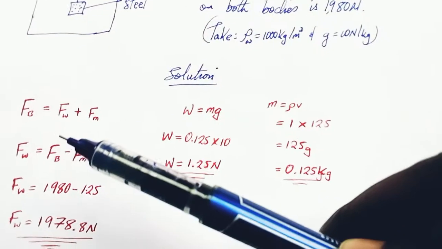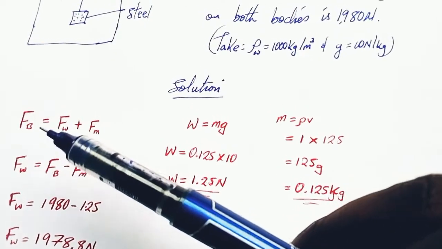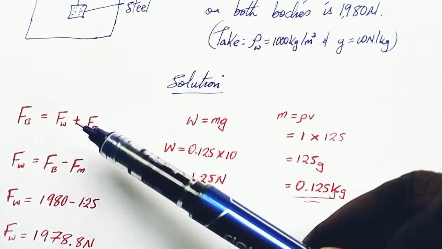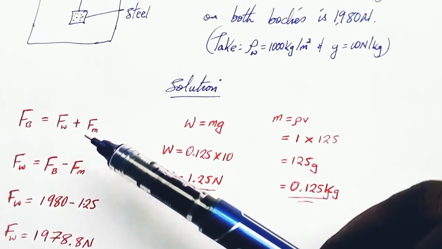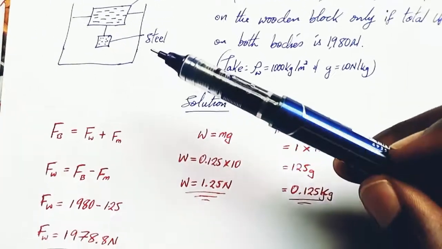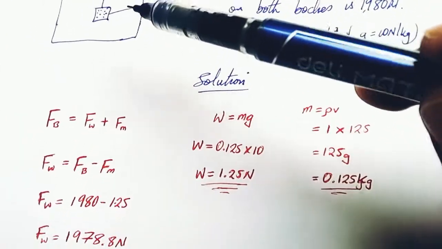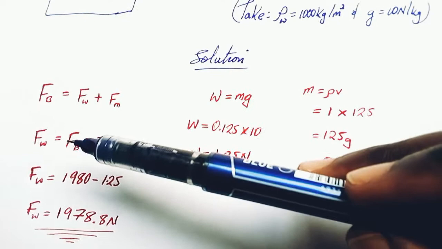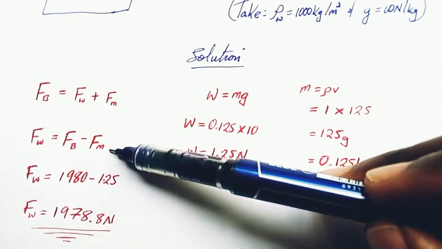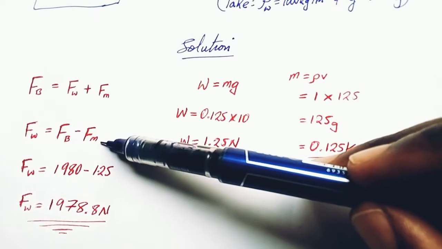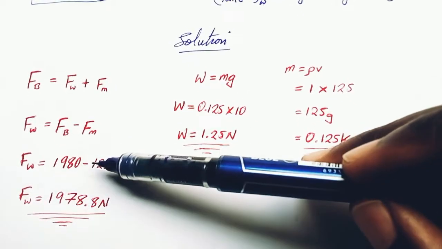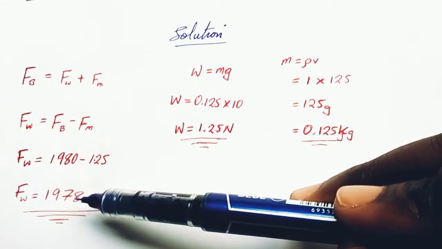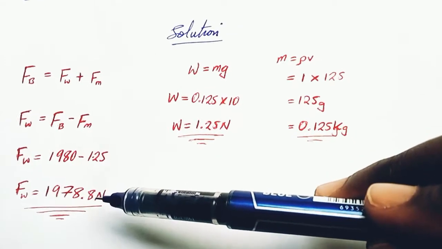Solution: the buoyant force on the object is equal to the force on the wooden block plus the force on the metal bar. It will give us the total buoyant force because they are both experiencing upthrust. So the buoyant force on the wood is equal to the total buoyant force on both objects minus the buoyant force on the metal bar. Total buoyant force minus 1.25 newtons from the buoyant force on the metal bar gives me 1978.8 newtons.